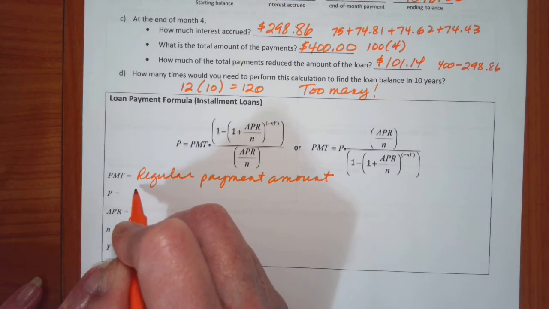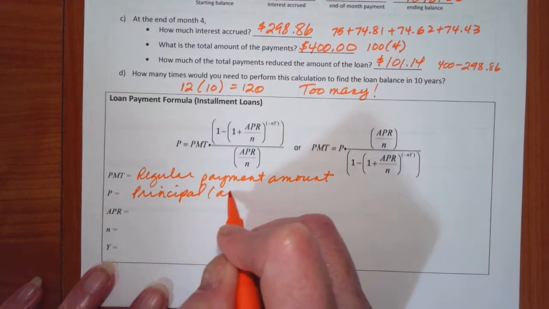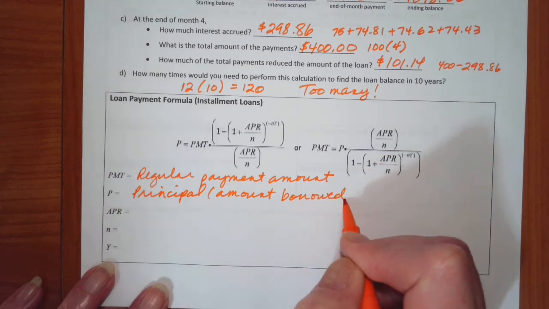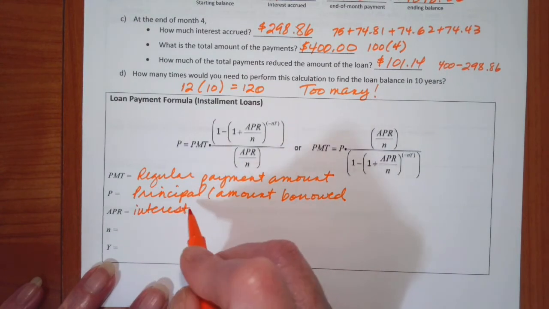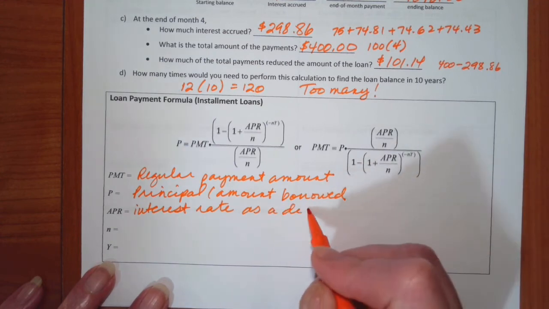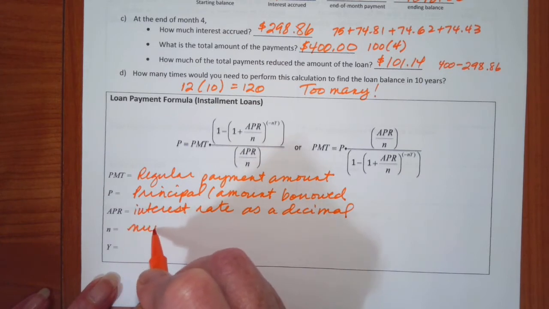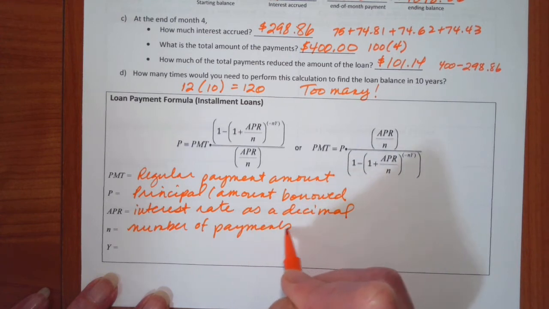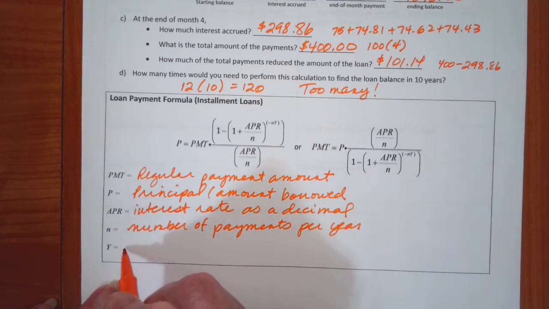It's the same thing. Okay, so the PMT, of course, is the regular payment amount. The P is the principal, which is the amount borrowed. The APR is the interest rate as a decimal. Remember to change it to a decimal. N is the number of payments per year. And finally, Y is the number of years.